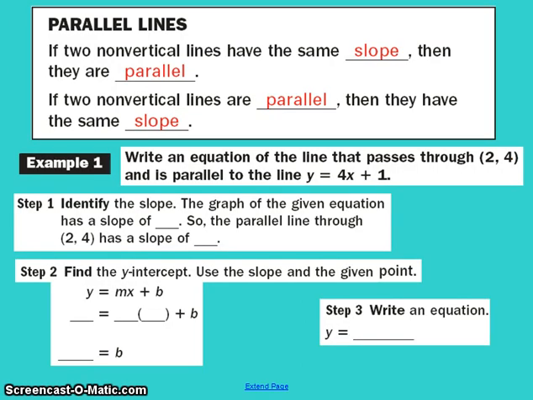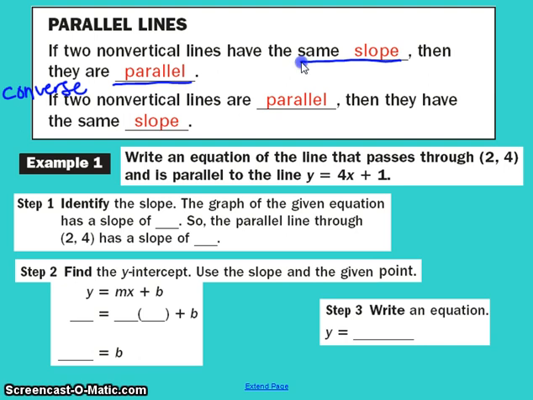Now, parallel lines. You know that parallel lines have the same slope. So if two lines have the same slope, then they are parallel. The converse of that, switch those two facts. So if I know that two things have the same slope, I can say that they are parallel. That also means that if they are parallel, I can assume they have the same slope. So you can flip those two facts back and forth.